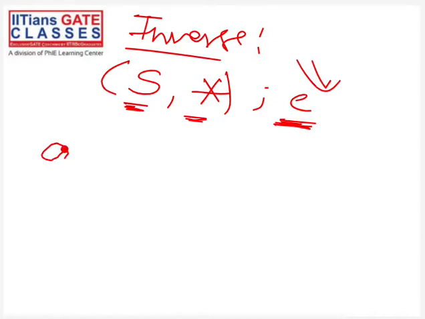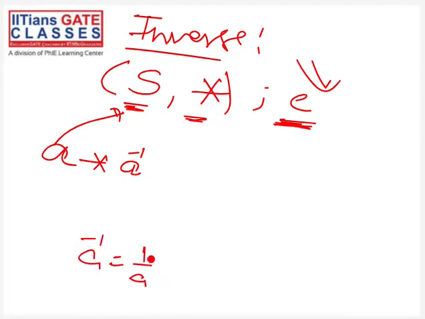Then if you take any element A in this S, its inverse will be A inverse. A inverse means inverse of A. Remember, this A inverse is not 1 by A. This is not the case because this star operation is not necessarily multiplication operation.